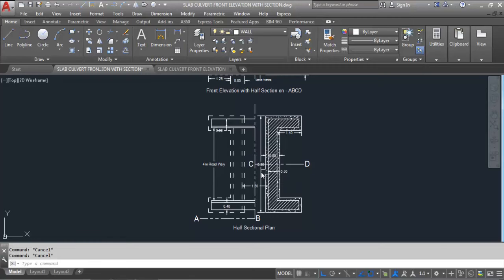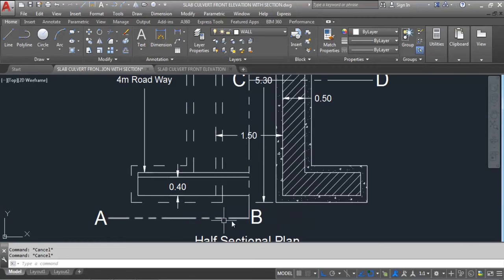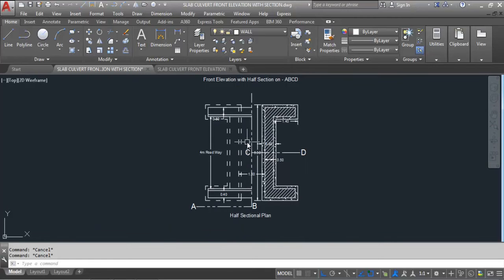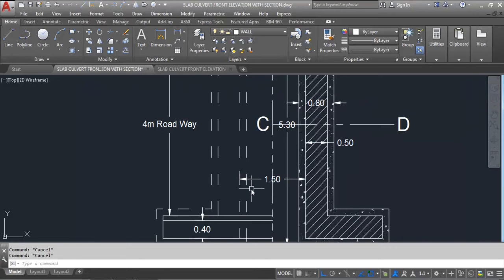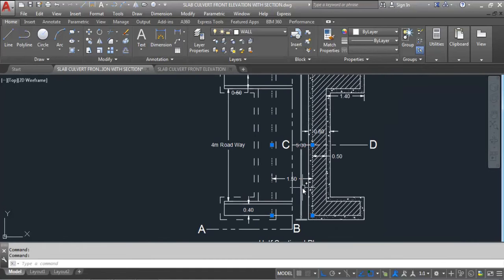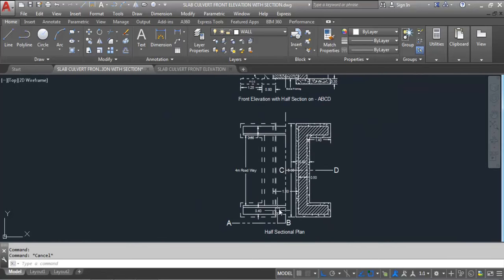So this is the section line. Section along A, B, C, D. This is a section line. Now this is the clear span, 1.5 meter. This line to this line is the clear span. Clear span length is 1.5 meter.